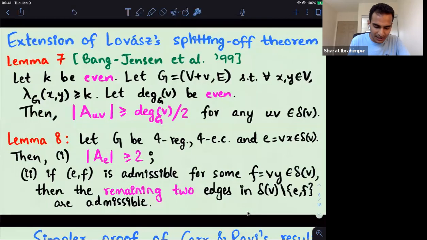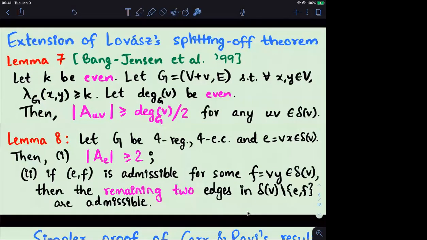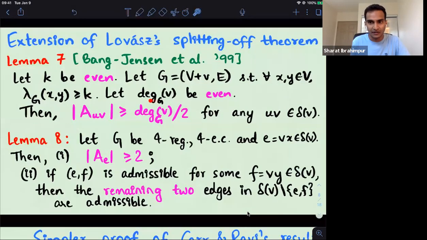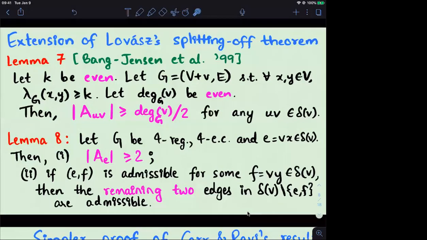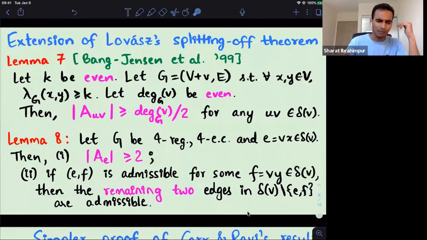So here's the lemma. Let K be an even integer and G be a multigraph on the vertex set capital V plus little v, such that for all vertices in capital V, we have edge connectivity of at least K. And further assume that the degree of v is even. Then the number of admissible partners for any edge uv is at least half of the degree of vertex v. So if v had degree 8, and I'm looking at any edge incident to v, then it has at least 4 admissible partners. So the majority of the edges are admissible in comparison to inadmissible edges.